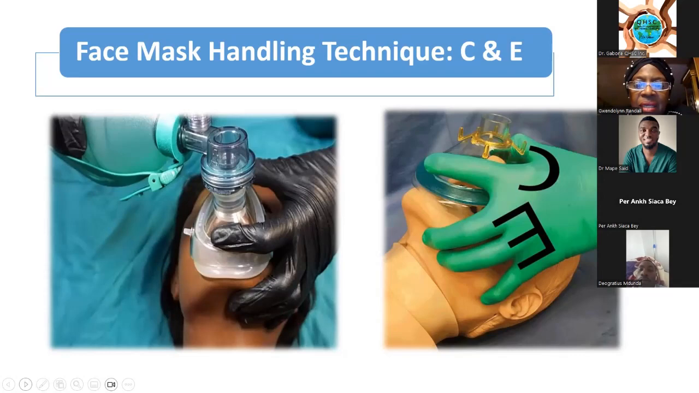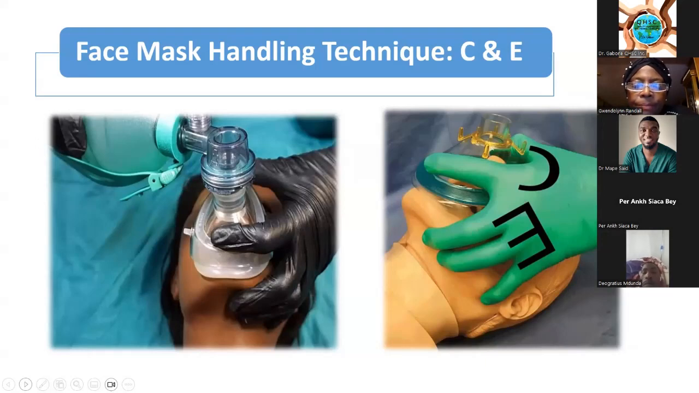So we have this technique for handling the mask. If you see the picture here, it's the one-hand technique, the C and E. Your thumb and index finger apply pressure on the mask downwards to make a tight seal. Meanwhile, the middle finger, ring finger, and little finger rest on the jaw and lower jaw to make an upward thrust, like you are doing a jaw thrust, to keep the airway more open.